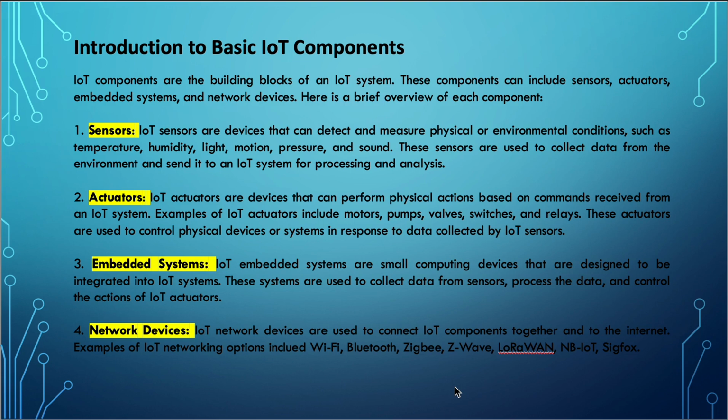Before going into the next slide, let's talk about how the network works for the above components. The sensors, actuators, and embedded systems should be connected together. The processing power, the sensors, and the actuators should be connected together. They can be networked through wires, and they can be networked through wireless means as well.